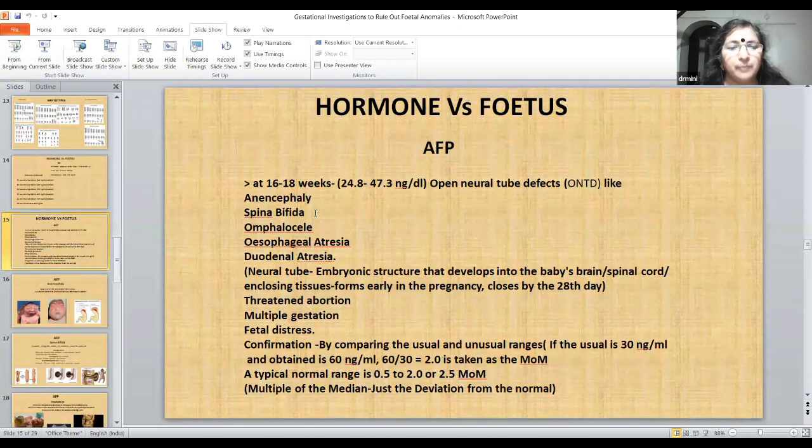Spina bifida, abnormal closure of the vertebral column. Omphalocele is a big hernia. Esophageal atresia, there is some constriction in the esophagus. Duodenal atresia, some constriction in the duodenum. I shall describe it in detail.